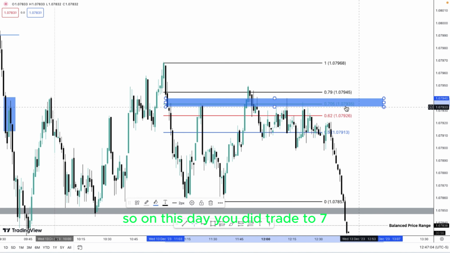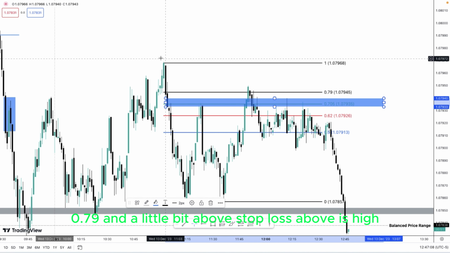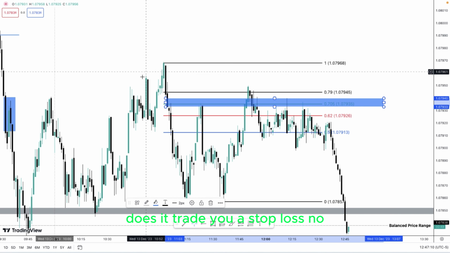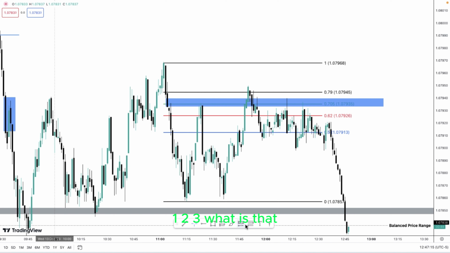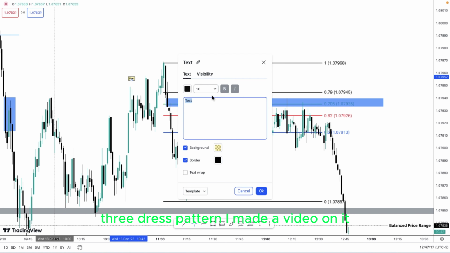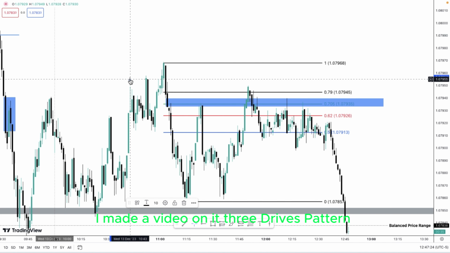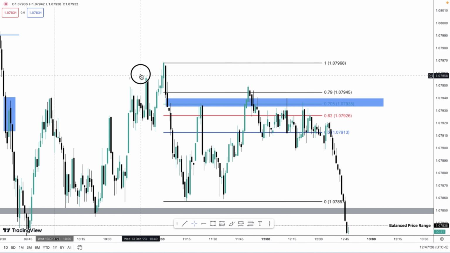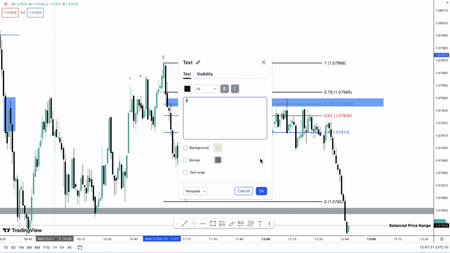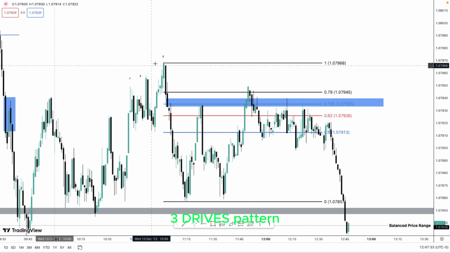So on this day, it did trade to 79 and a little bit above. Stop loss above this high. Does it trade to the stop loss? No. 1, 2, 3. What is that? Three thrust pattern. I made a video on it. 1, 2, 3. Thrust pattern. Signal there.